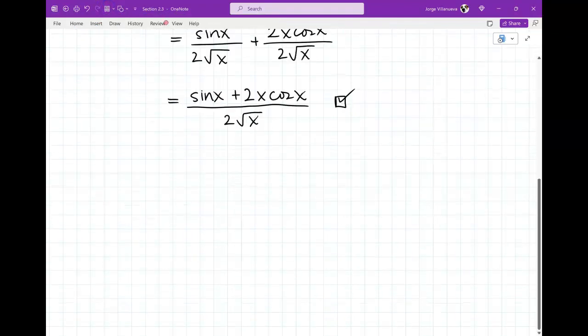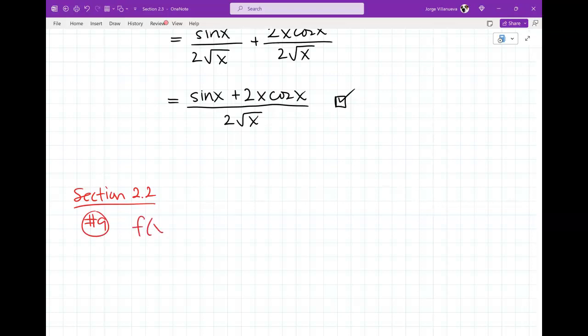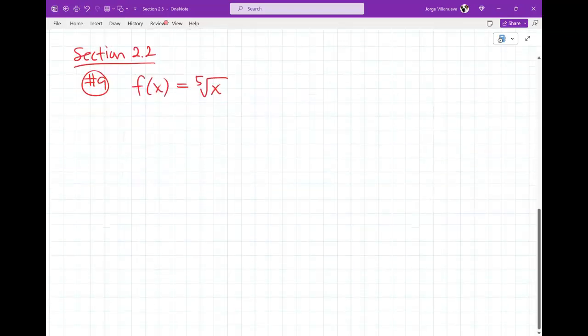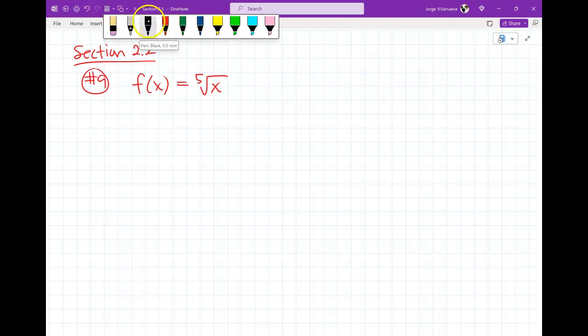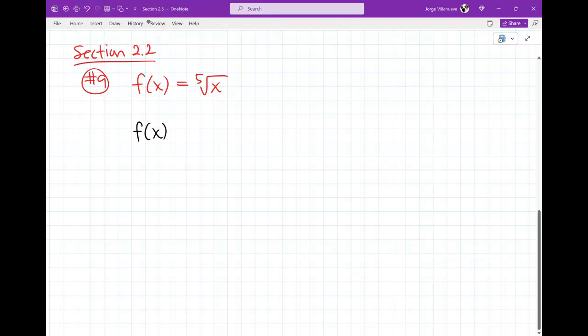So section 2.2, number 9. They just want us to take a derivative of the following function. It's the 5th root of x. So rewrite this thing first. I would probably rewrite it as x to the 1/5, and then my derivative would just be 1/5 x to the negative 4 fifths. And that would be it.